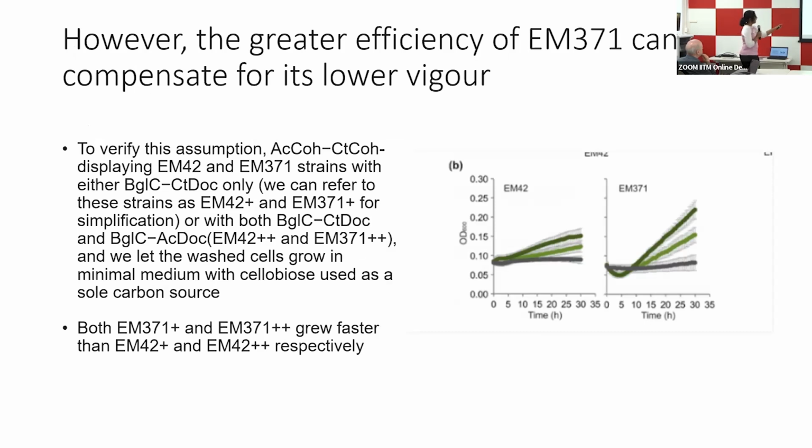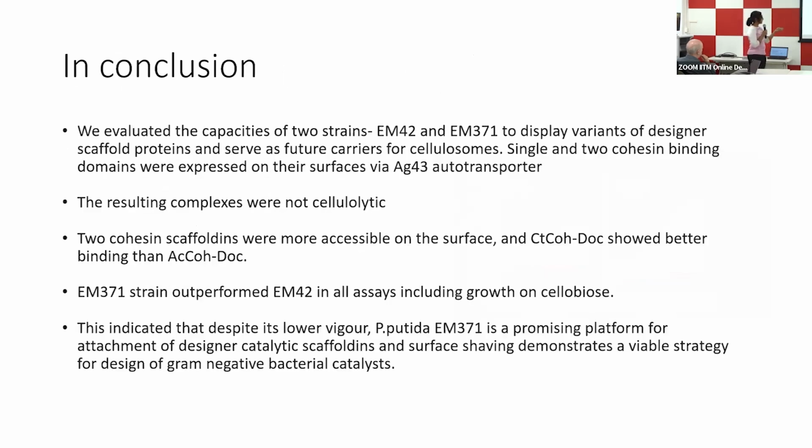You can see in the graphs here that when we've taken both the strains, EM371 always grows with a higher optical density compared to EM42. So basically we conclude that even though EM371 has a lower viability, due to its higher binding affinity, it still is a better option.